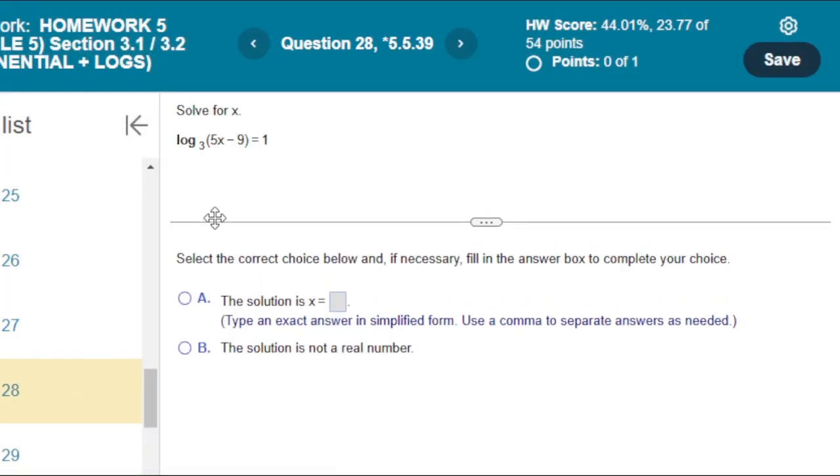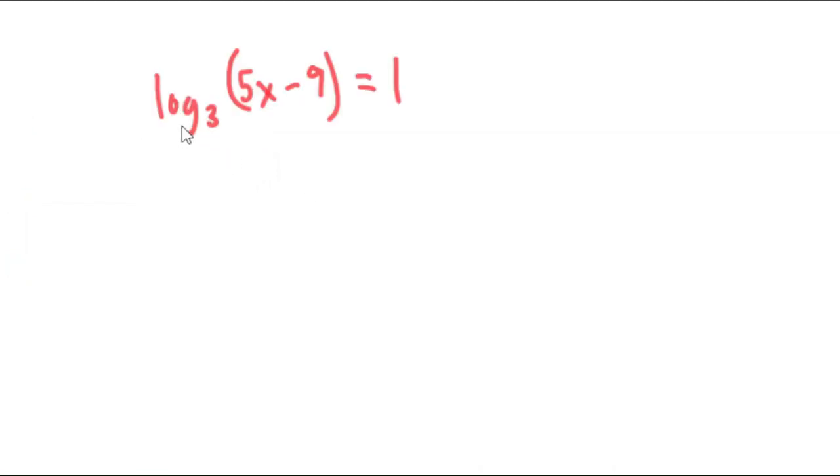All right, now this one we have to solve for x. We have log base 3 of 5x minus 9 equals 1. We want to solve this for x. So what value of x is going to make this true? Okay, log base 3 of 5x minus 9 equals 1. Well, doesn't this mean this to this power equals this? So doesn't this just mean 3 to the 1 power is equal to 5x minus 9?